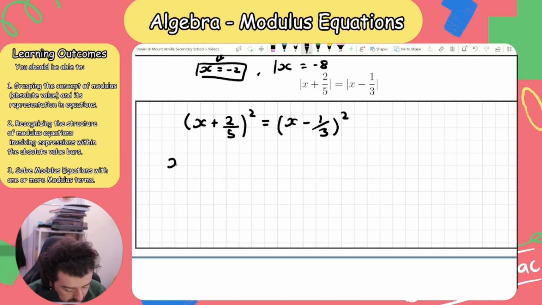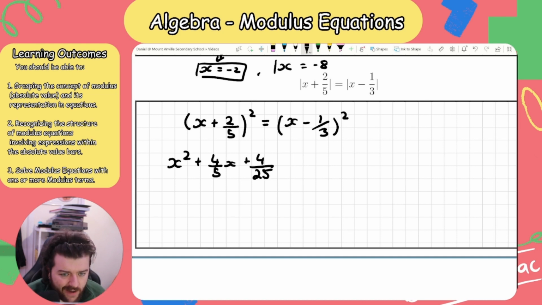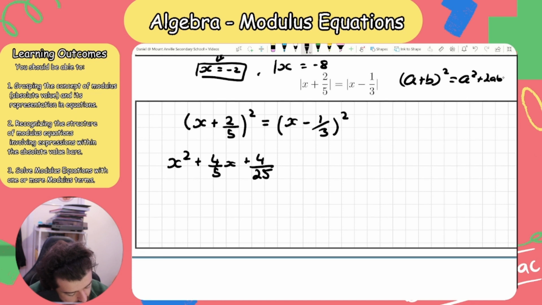I'm going to get x squared plus 4 over 5x plus 4 over 25. If you're wondering, oh my god, he did that so fast. Perfect squares, remember? a plus b squared equals a squared plus 2ab plus b squared. A squared is x squared. 2ab is 2 times 2 over 5x, which is 4 over 5x. And then finally, b squared, 2 over 5 squared is 4 over 25. That's going to be equal to x squared minus 2/3 x plus 1/9.